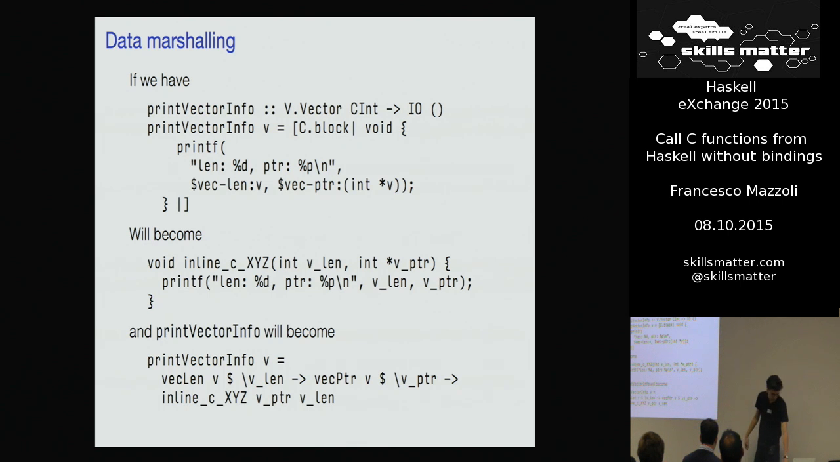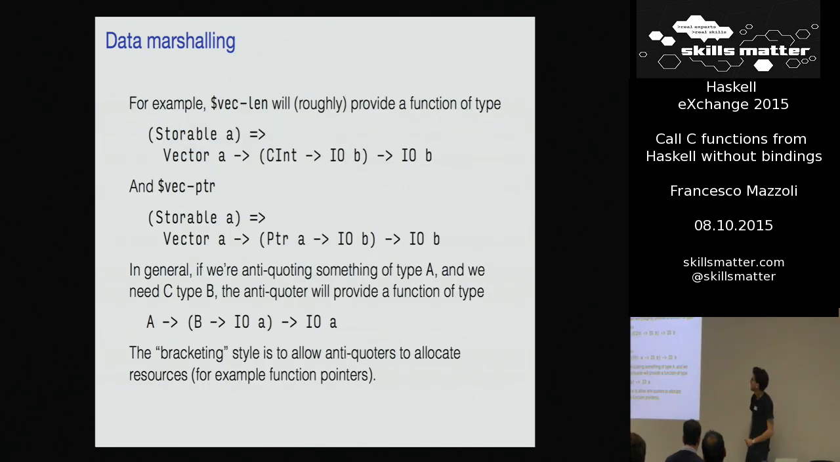So more generally, in the case of these vectors and anti-quoters, backlen will roughly provide something that looks like this. Given a vector, I accept a continuation with the length of the vector, and then I run it and return the result. And backpointer does the same, but with the pointer as the argument to the continuation. More generally, if you're anti-quoting something and you want C type B, and the original Haskell type is type A, you want a function of this kind. So it goes from the Haskell type to a continuation that accepts the target C type and then executes it.